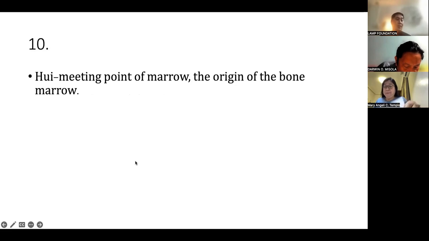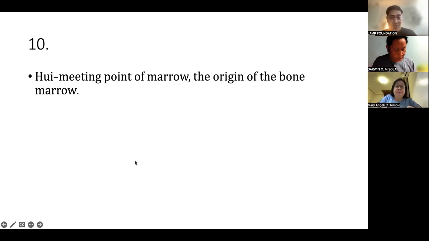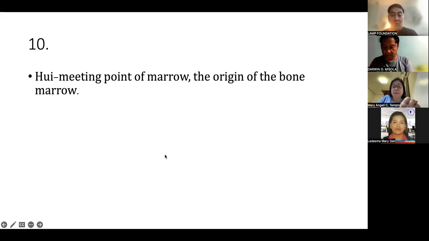And the last one, the Hui meeting point of the marrow. GB39. I presume you would know how to locate this. Practice. I don't know if it was Ma'am Lynn, she said it is really effective for people with bone issues, with marrow issues. When you talk about the marrow, we'll be talking about the gene. Anyway, for now, I want you all to be familiar with all these points.